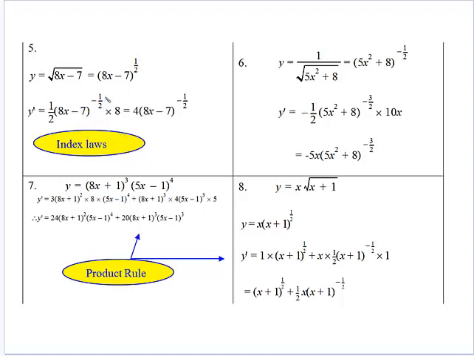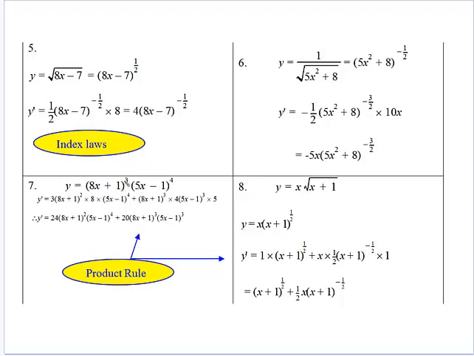Be really careful, and be careful with the subtraction of fractions. The 1 over the square root of 5x plus 8 gives us 5x squared plus 8 to the power of minus a half. And then we can differentiate. Again, be really careful. You're applying the chain rule. And this one is the product rule.